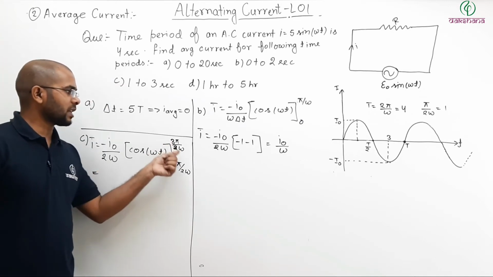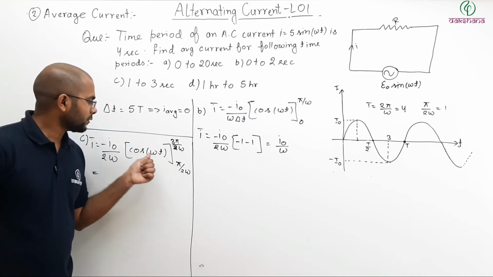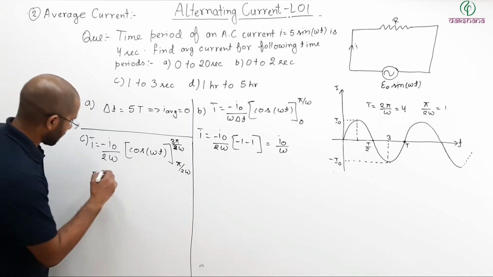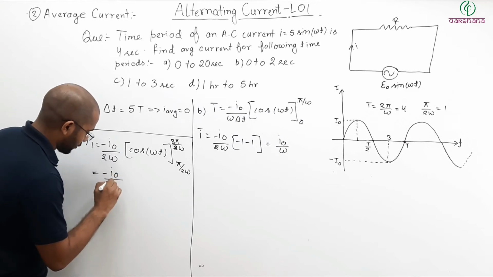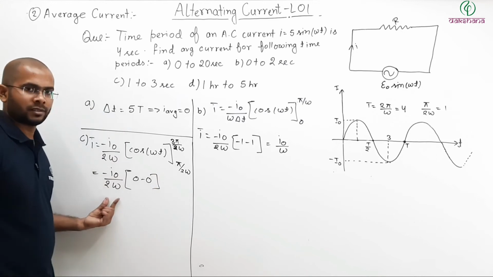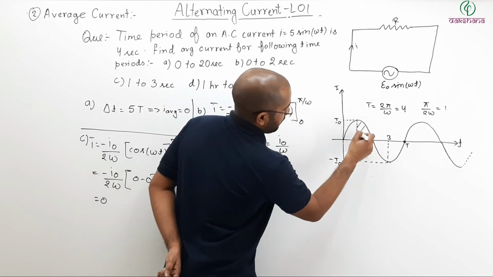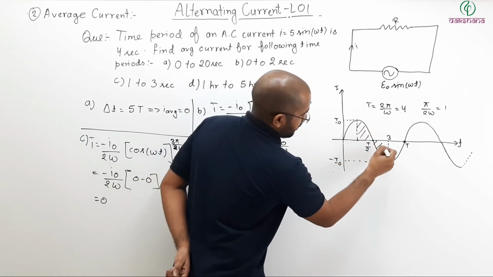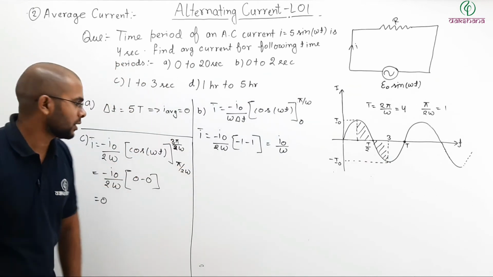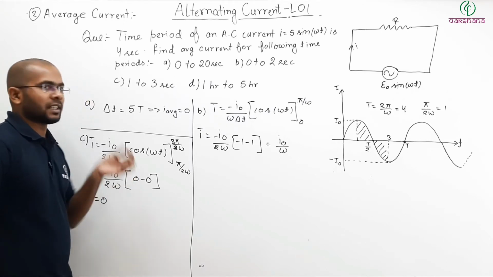Cos of omega times 3 pi by 2 omega, cos 3 pi by 2, is 0. Cos of omega times pi by 2 omega, cos pi by 2, what is cos pi by 2? 0. So this is minus I naught by 2 omega times 0 minus 0. So how much is this? 0. Because you see here, this part is positive and this part is negative, so same area, one positive, one negative, total is 0. So here also 0.